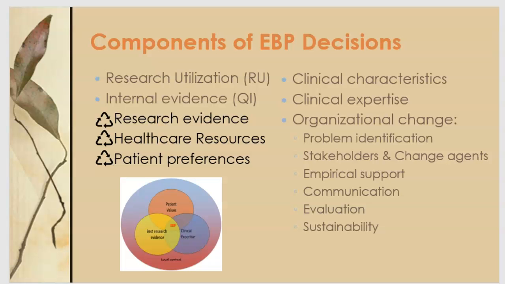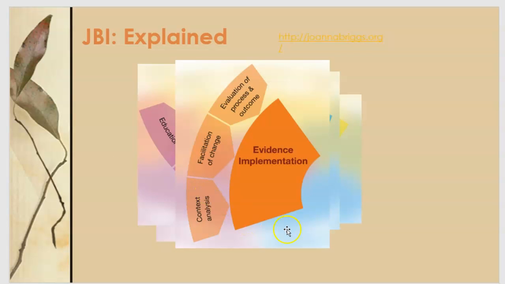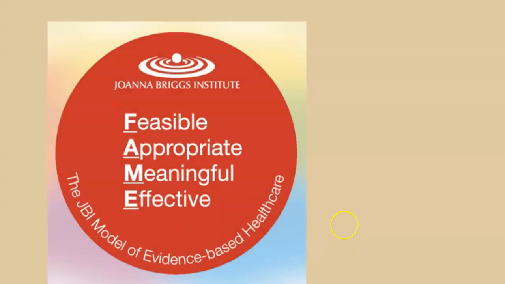So what I'm going to do really quickly is talk through the JBI piece. This is a circle, if you will, that you don't necessarily enter and exit at any one place, but this is the perspective of Joanna Briggs, and I just think it's a good kind of global perspective. I have to put this into presentation mode so that you can see these individual parts.